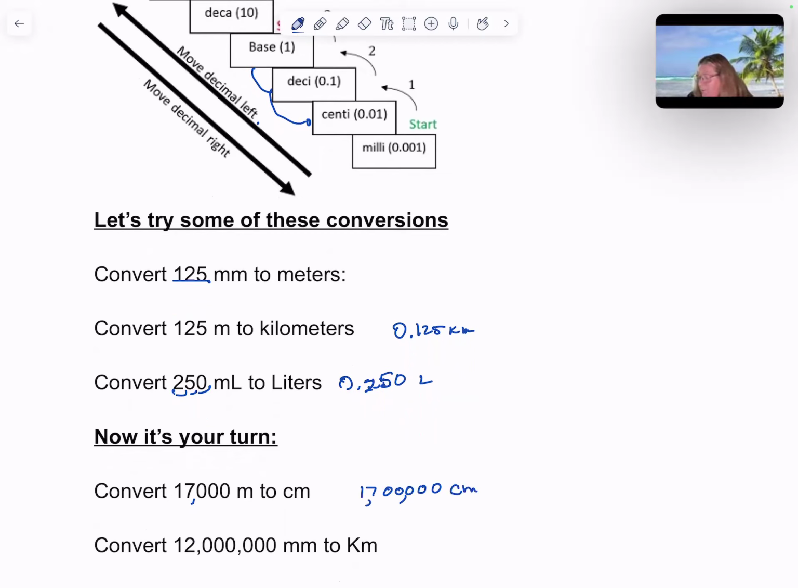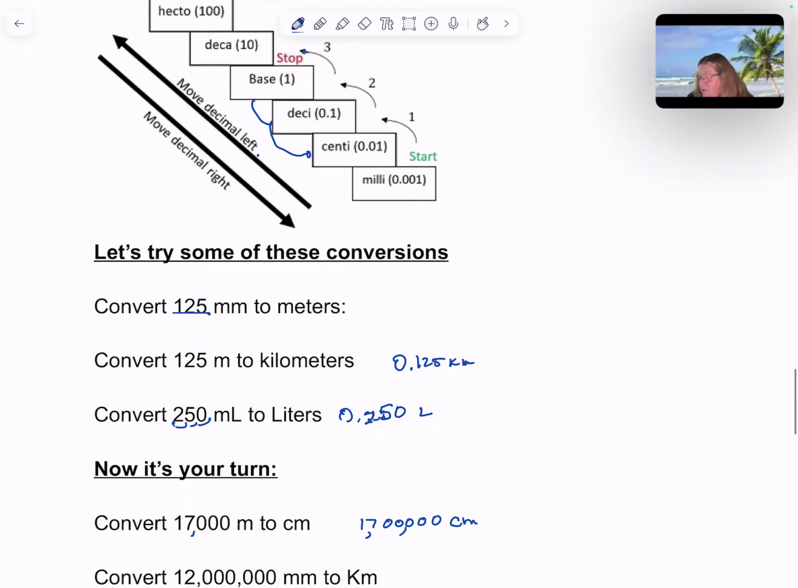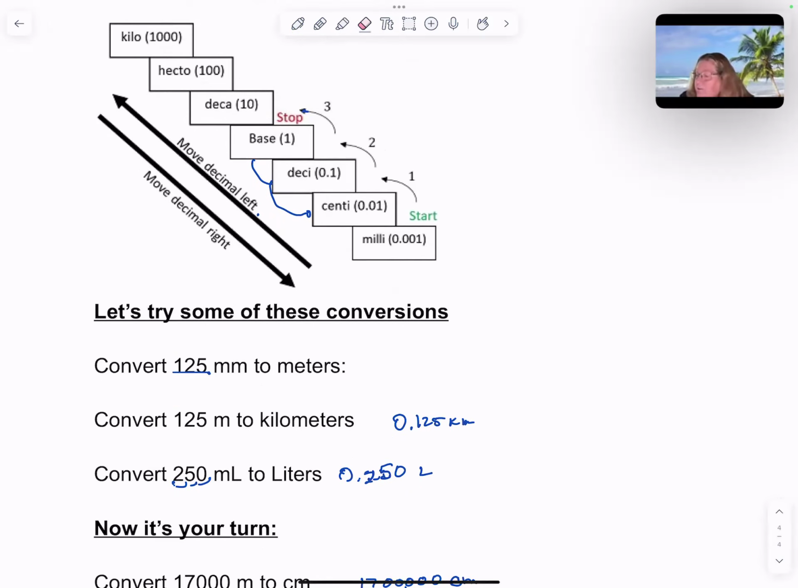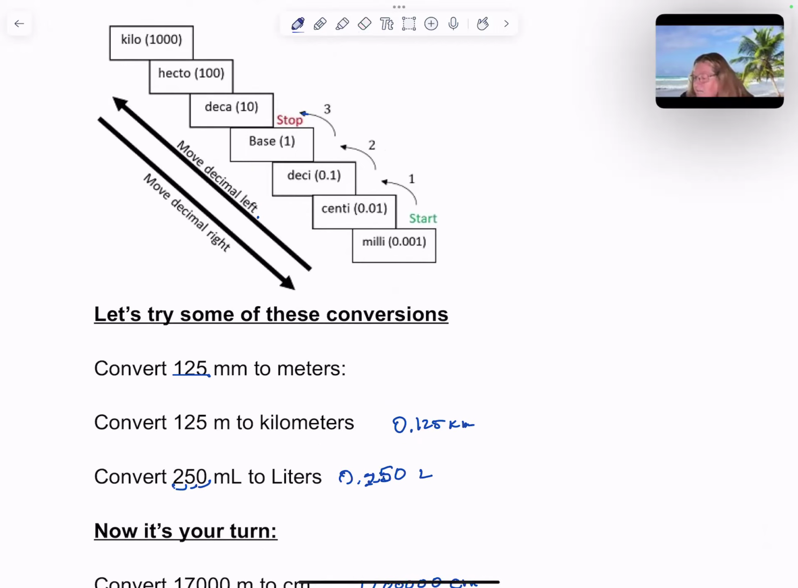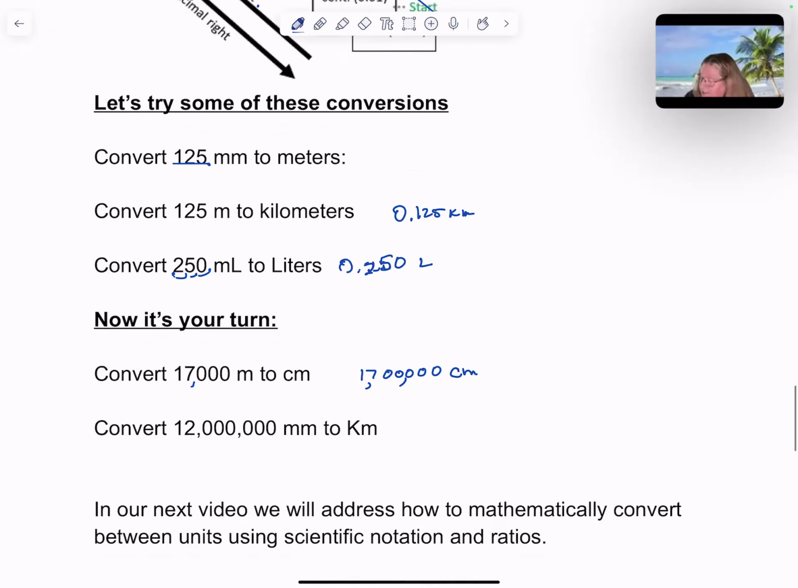Okay, we're going to convert millimeters to kilometers. So this is a big jump. So if we look at our staircase, we're going to be starting here at millimeters and we're going to go all the way to the top. So we're going to go 1, 2, 3, 4, 5, 6 to the left. So I'm going to go 1, 2, 3, 4, 5, 6, and we're going to get 12 kilometers.